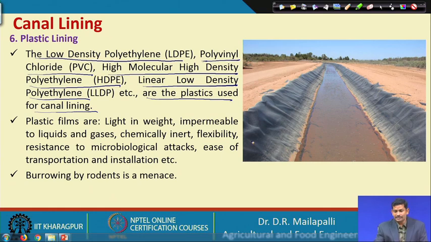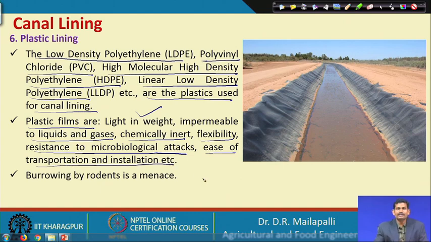Look at the picture here. This is how the plastic lining for an irrigation channel is done. The plastic films are light in weight, impermeable to liquids and gases, and chemically inert, with flexibility to resist microbiological attacks and ease of transportation and installation. So, these are the advantages of plastic materials, which can be used as a promising lining material for irrigation channels. But the main problem is that burrowing by rodents is a menace.